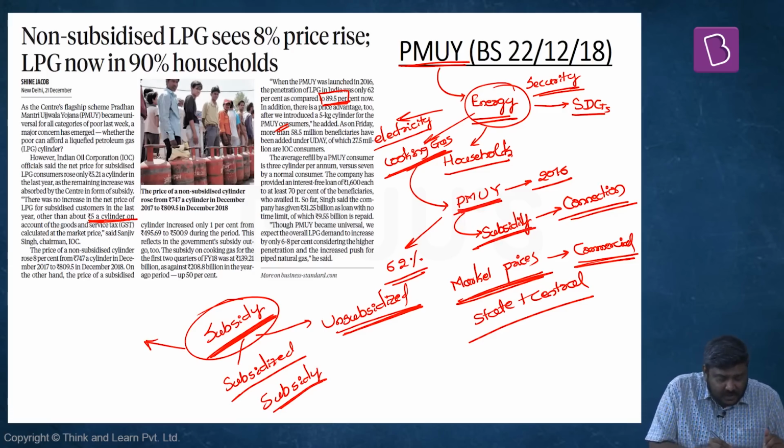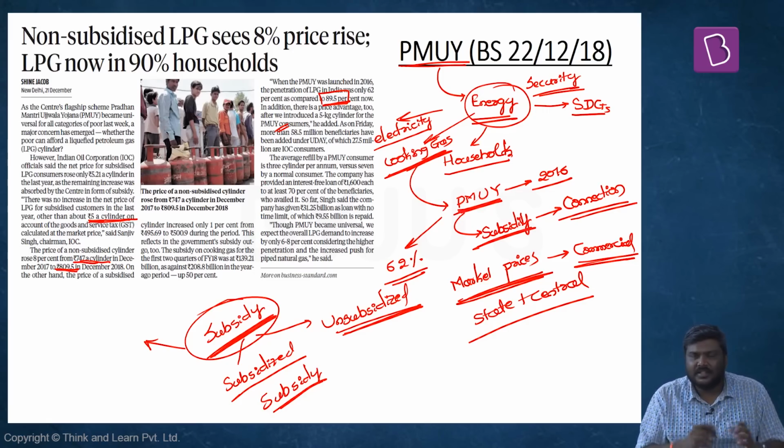Whereas in case of the unsubsidized cylinder, the price has increased from 747 rupees a cylinder in December 2017 to 809 rupees in December 2018. So in simple terms, the subsidy given by the Government of India is very huge in case of subsidized cylinders. And with the implementation of a scheme such as Pradhan Mantri Ujjwala Yojana, the subsidy burden on the Government of India has also increased.